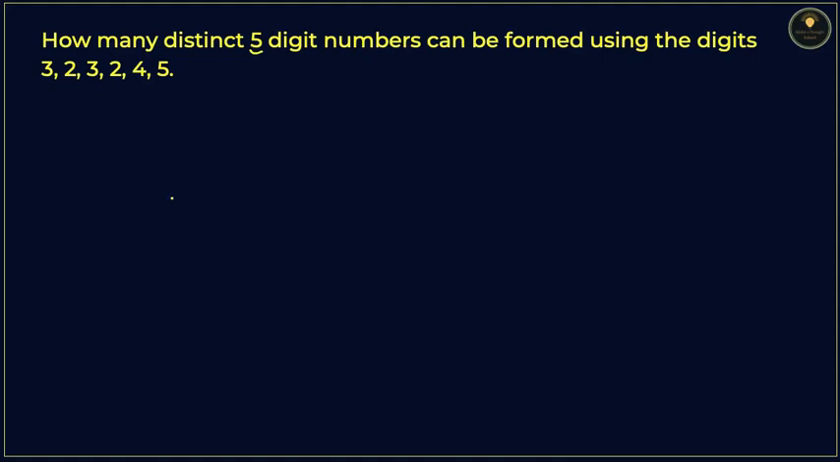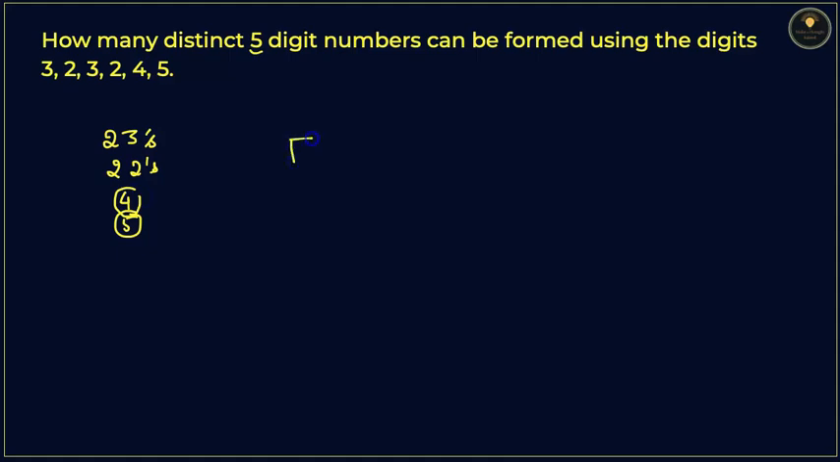In this problem, we have to find 5-digit numbers which can be formed using 3, 2, 3, 2, 4, 5. If you can see here, there are 2 3s and 2 2s. So I will write it as 2 3s and 2 2s, and 4 and 5 are given as normal.